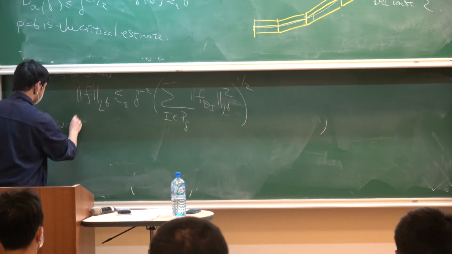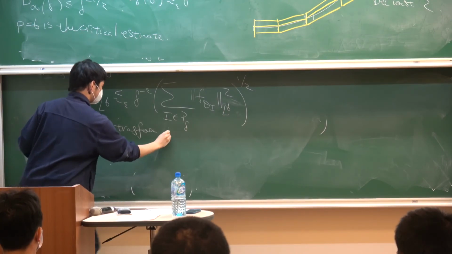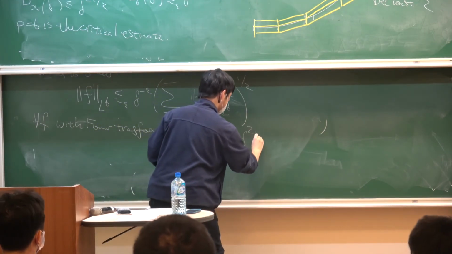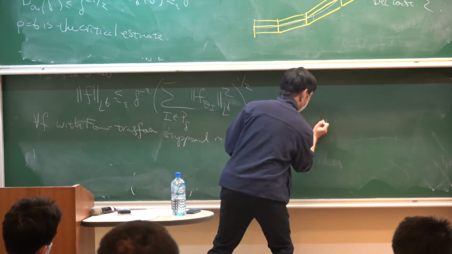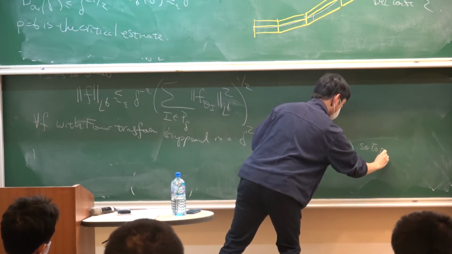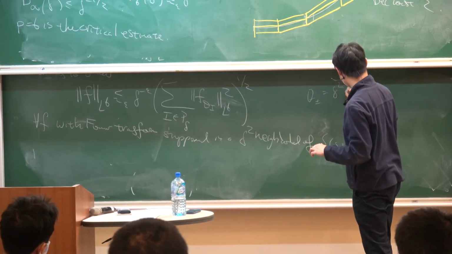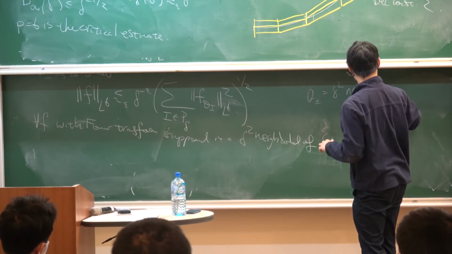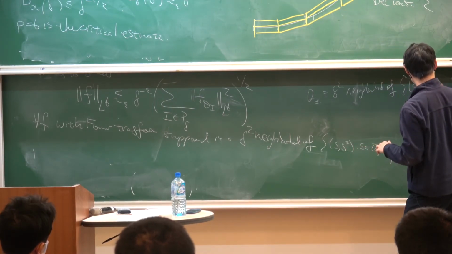with Fourier transform supported in a delta squared neighborhood of the piece of parabola that lives above [0, 1]. Okay, and theta I, remember, means the delta squared neighborhood of the piece of parabola that lives above I.